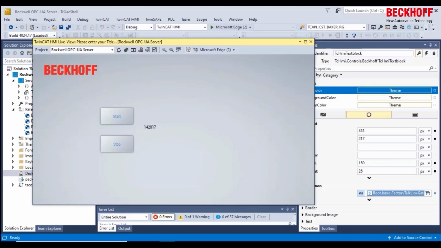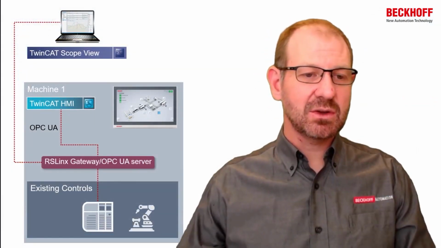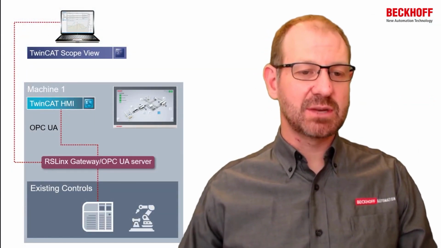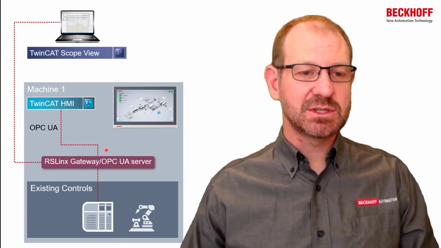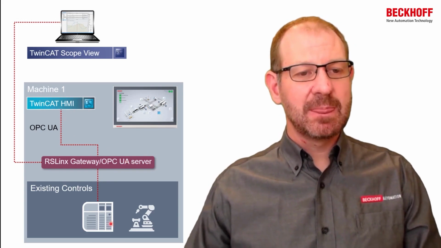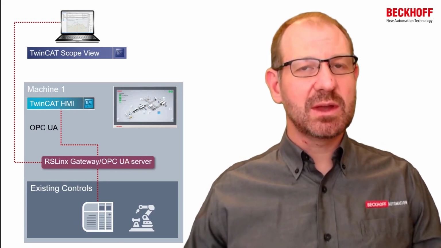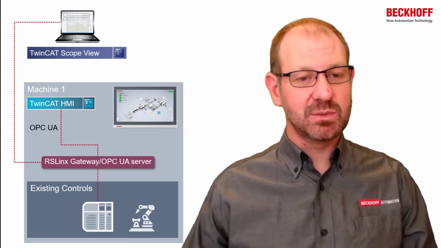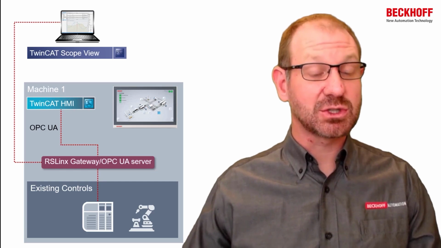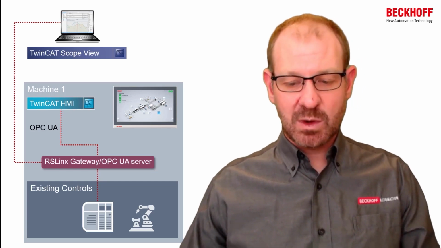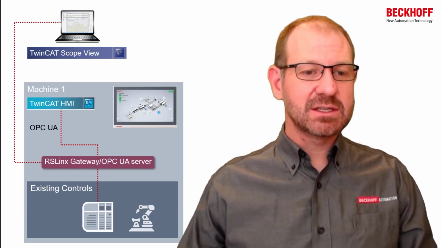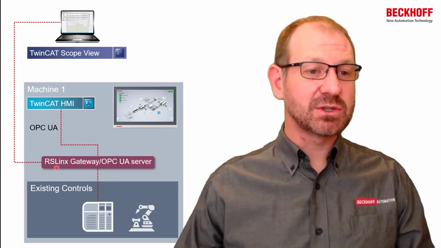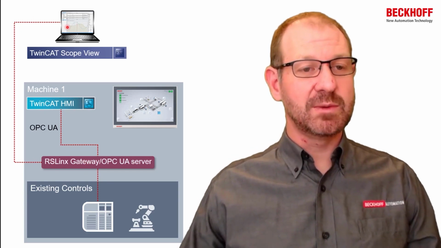Let's go back to our architecture view and say, okay, I now have this communications between this OPC server all the way up to the HMI. Now we say, well, what else can we do now that we have this enabled? What other TwinCAT Beckhoff software products can I leverage now that we have OPC UA server on this machine? Well, the first one we'll take a look at is the OPC UA server to our scope view.